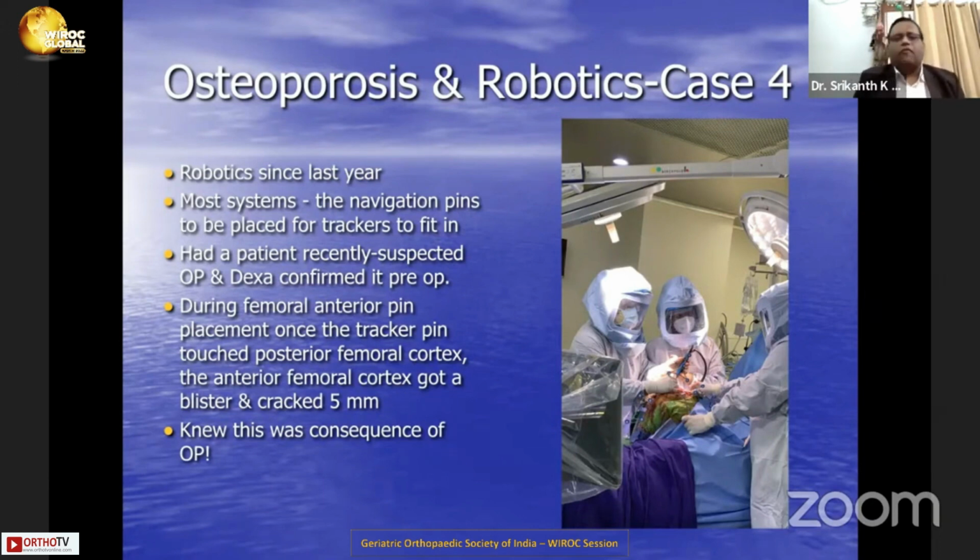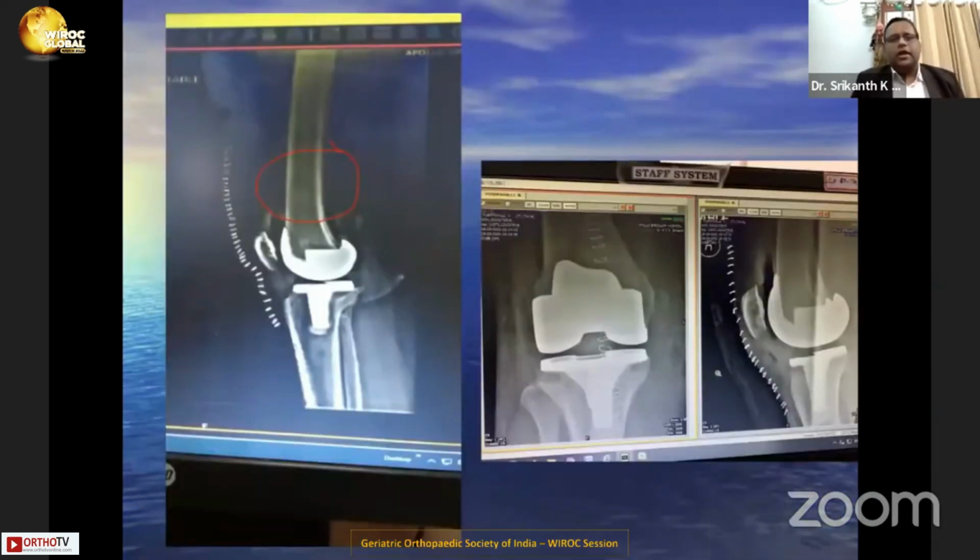So, my heart stopped for a second. I put my finger around the femur, to make sure that I had not caused a periprosthetic fracture even before I started surgery. I knew this was due to osteoporosis. You can see the X-ray here post-op, and I'm marking where the pin track led to a crack in the anterior cortex, which I filled in the end with bone from the shavings.